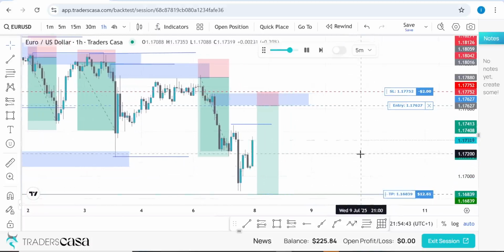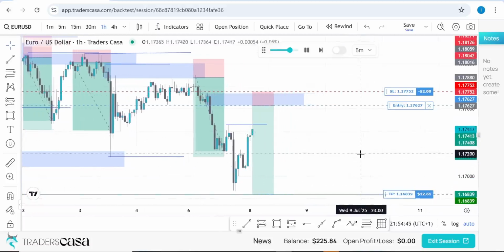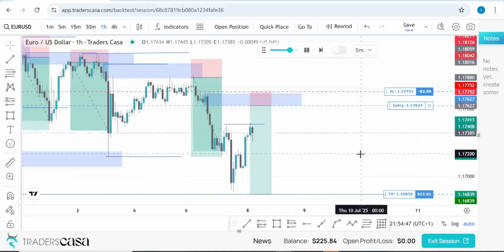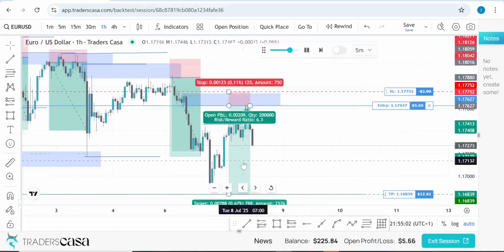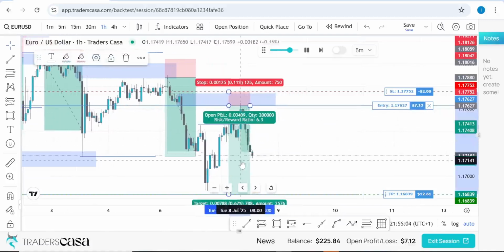If it doesn't come up to pick me, no problem. Okay, it's coming up. Okay, we are in again. The next thing is either you hit TP or you hit SL.